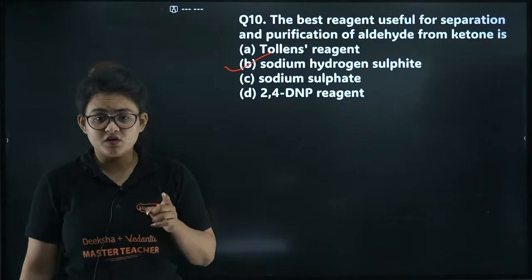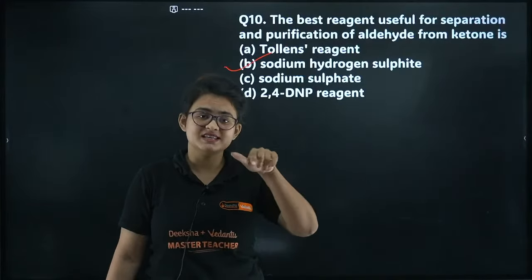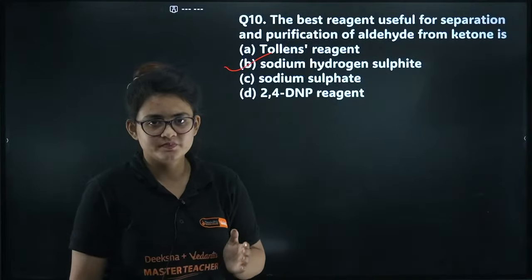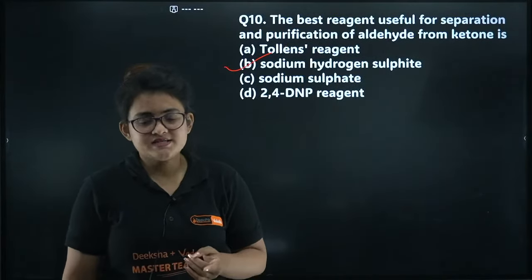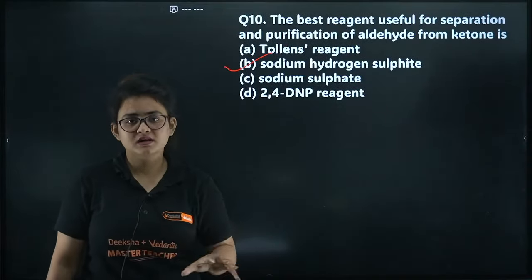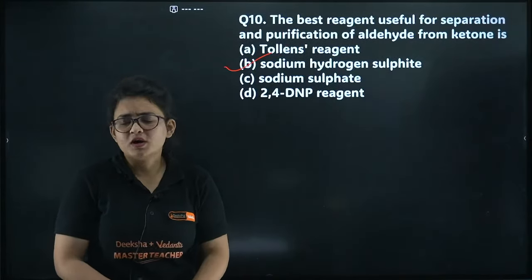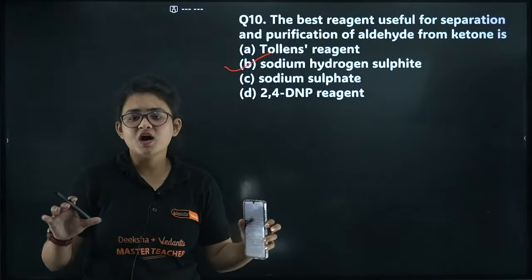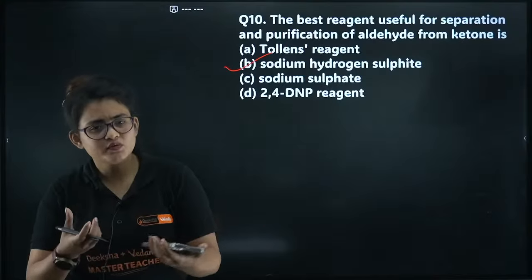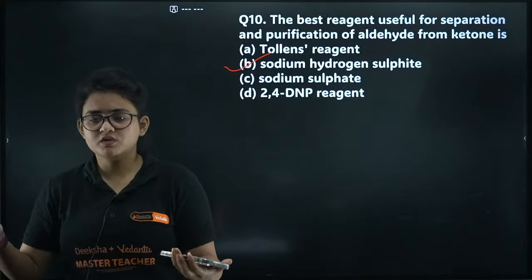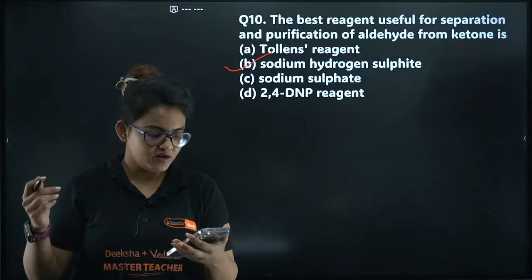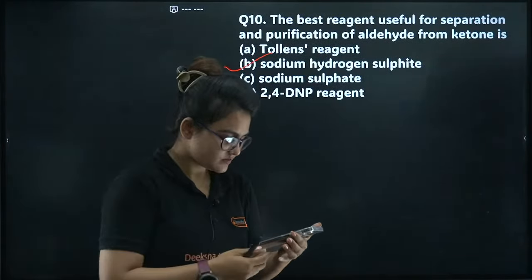But when it comes to aldehydes, NaHSO3, meaning HSO3 minus, is the nucleophile that will attack nicely at the carbonyl carbon, right? As a result, it will make a water-soluble compound. So later you can just separate it out, and the ketone will be separated from that particular compound. You can add some dilute alkali there and you will get back your aldehyde or ketone.